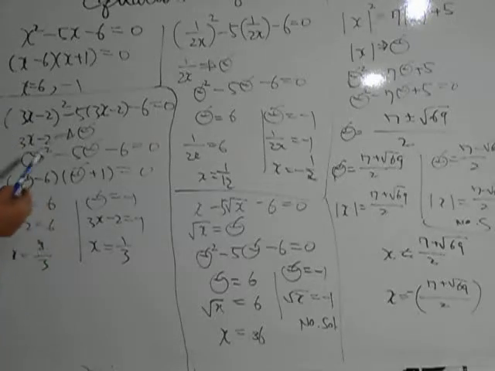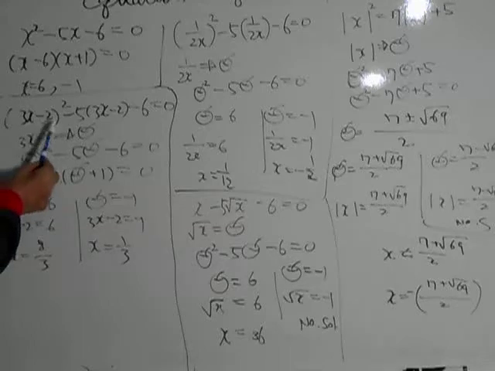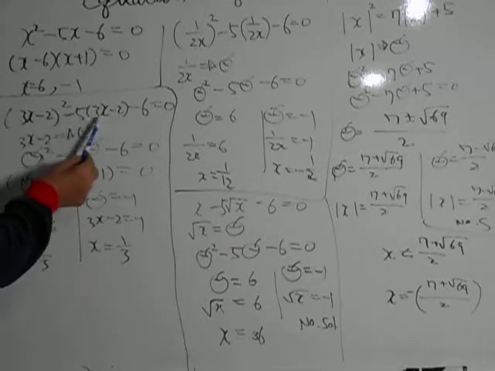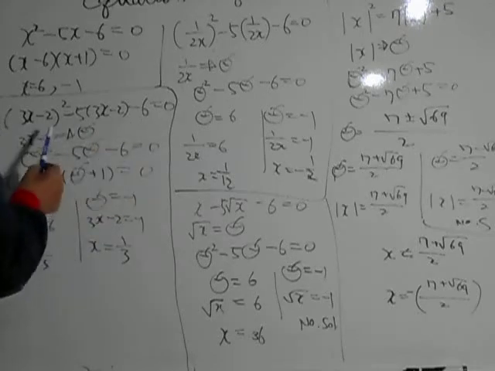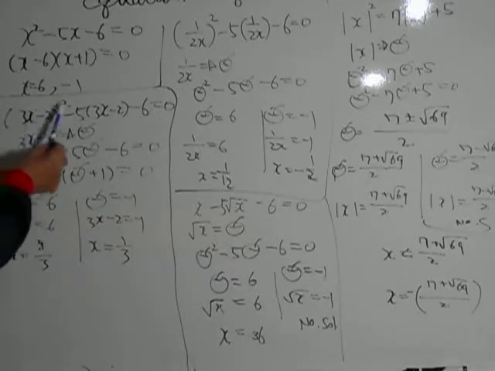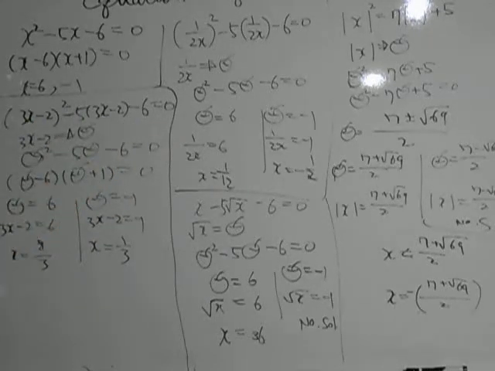Okay, how about this one? 3x minus 2 squared minus 5 times 3x minus 2 minus 6 equals 0. How can you solve this? Once you do this, you can distribute it and distribute it. Oh no, you cannot solve this. That's why I'm teaching you.